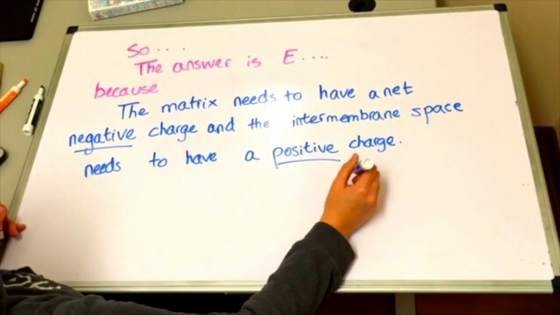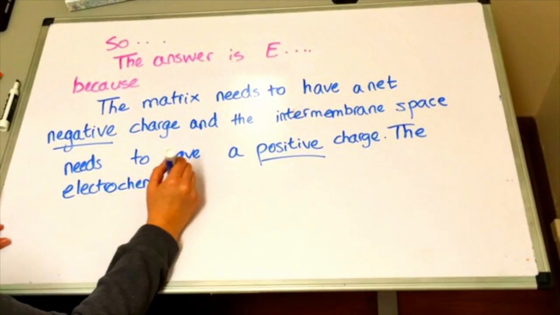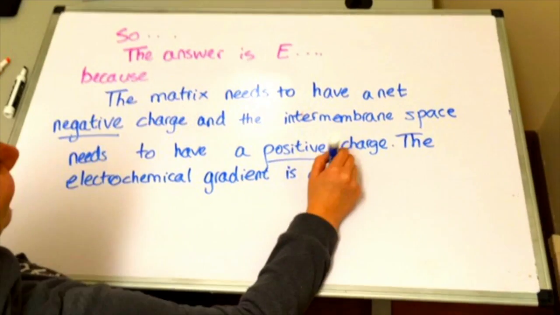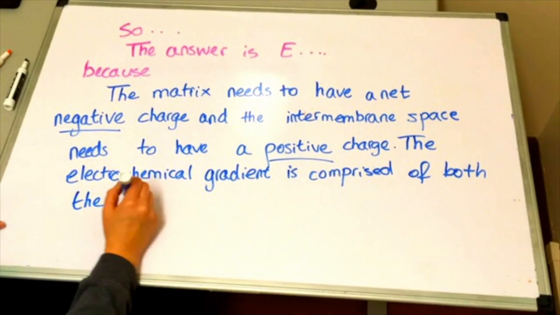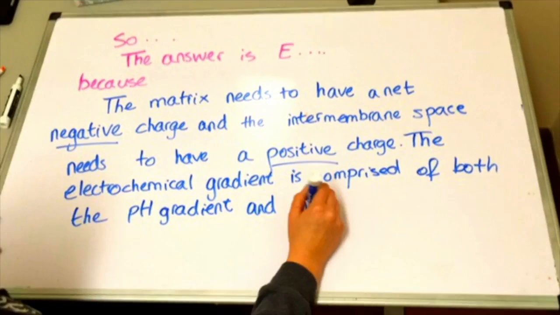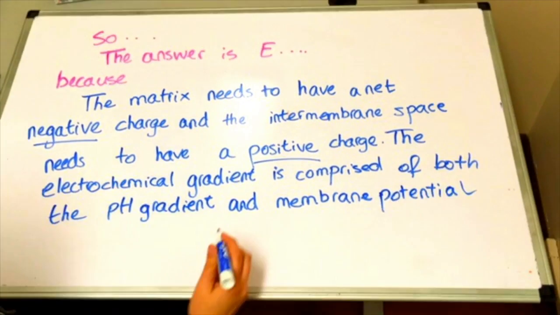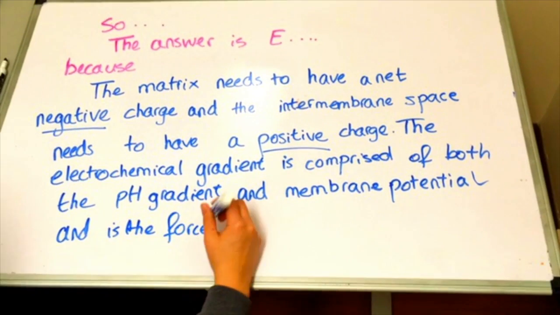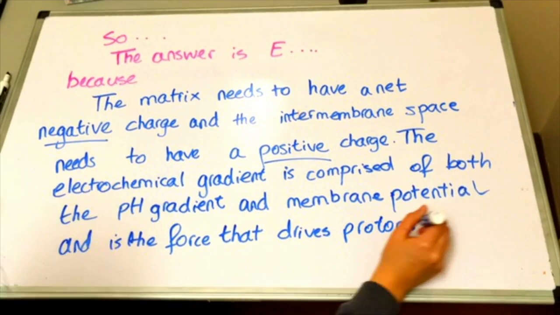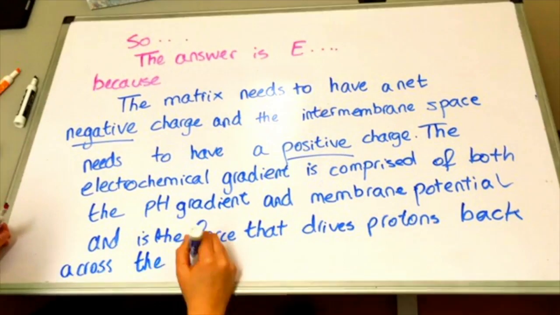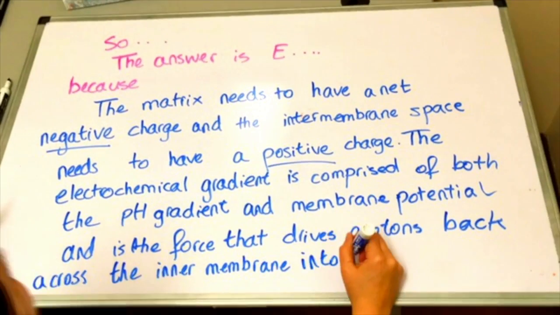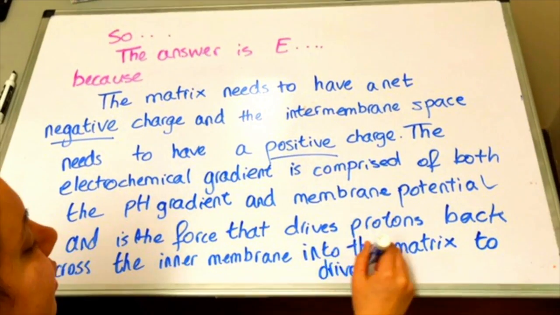This electrochemical gradient is comprised of both the pH gradient and membrane potential and is the force that drives protons back across the inner membrane into the matrix to drive ATP synthesis.